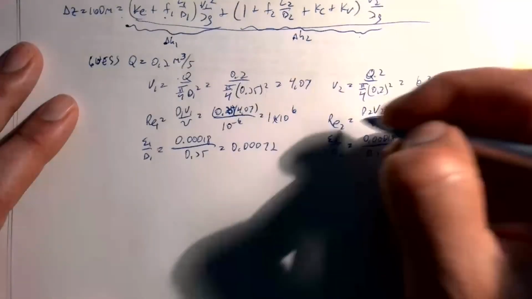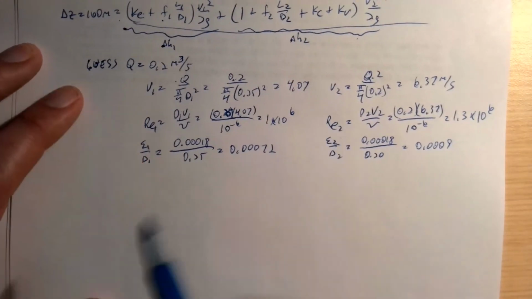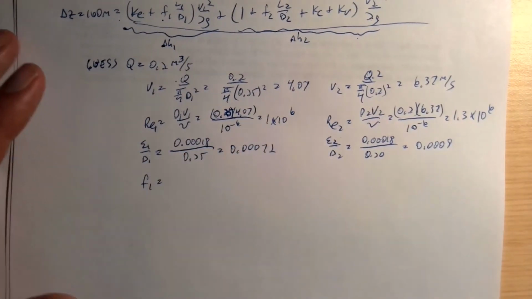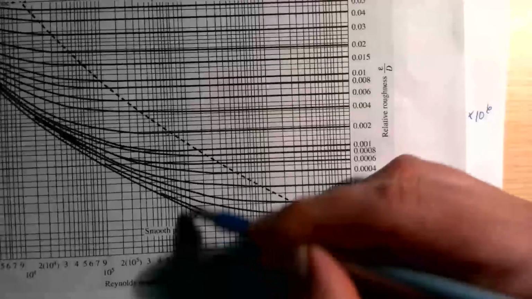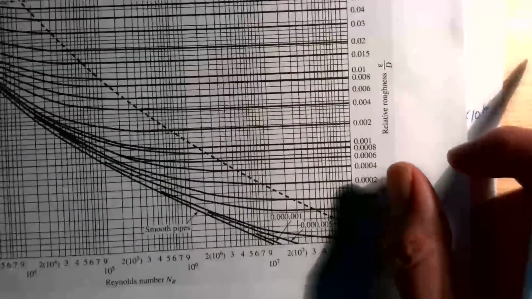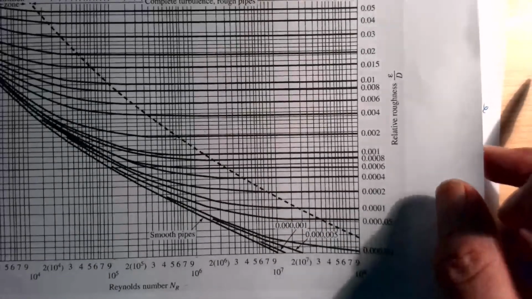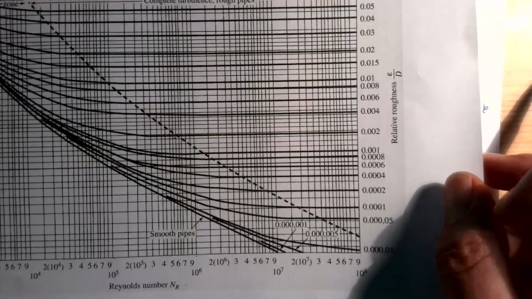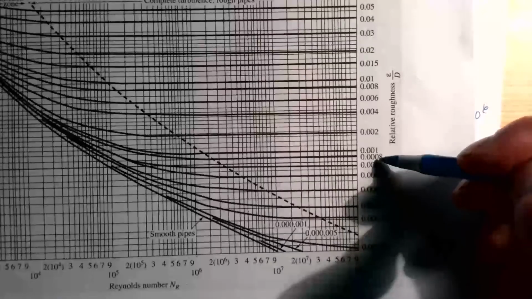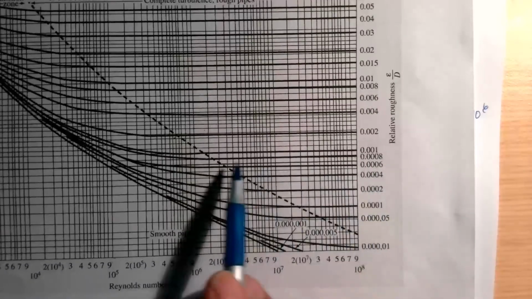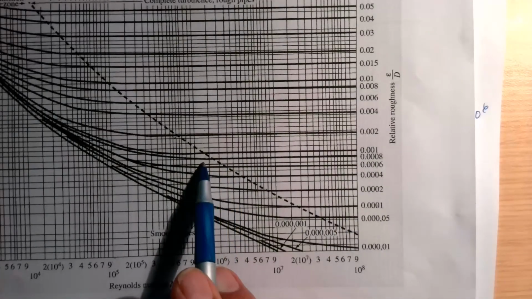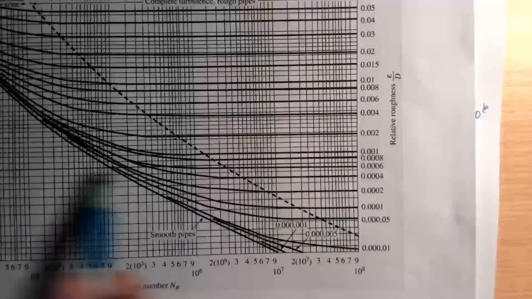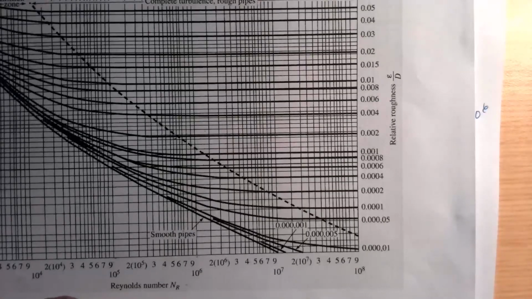Now I have the Reynolds numbers, Reynolds 1 and Reynolds 2. So from these, I can then get my friction factors. If I use the Moody chart, 10 to the 6th is right here. E1 over D1 was 0.00072, so kind of between these two lines, right in there somewhere. Let's see, I put that it's 0.017.